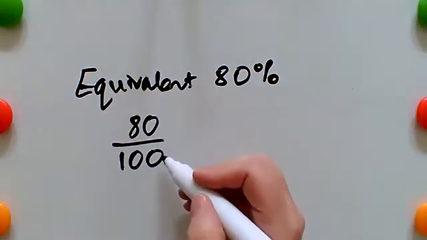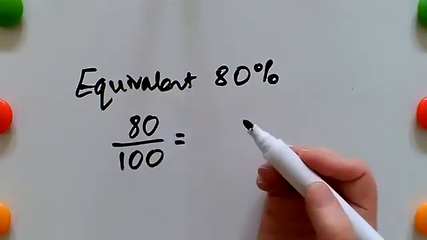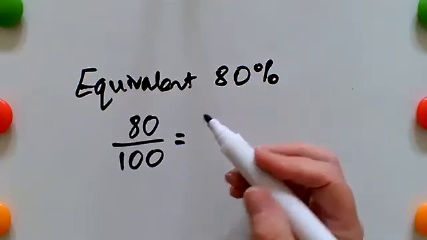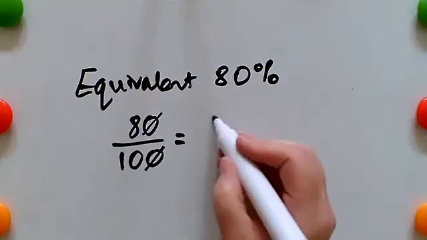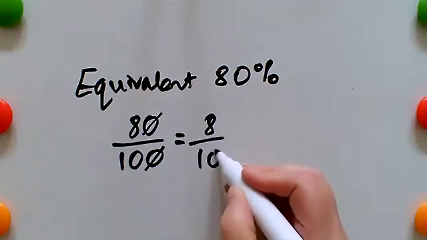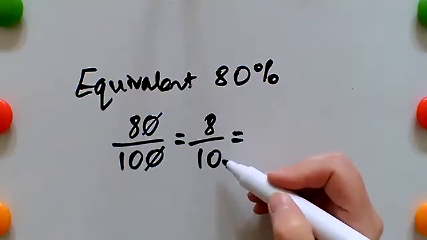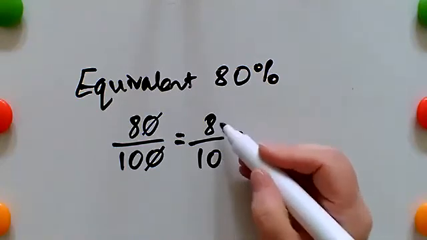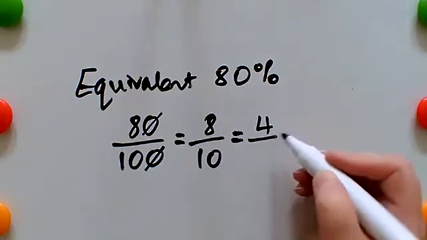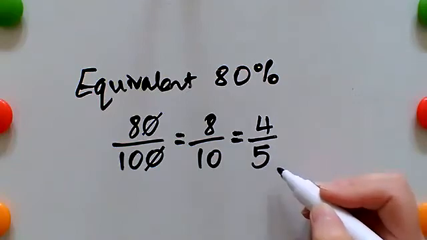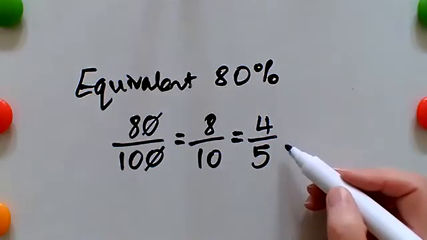Now, I didn't have 80 over 100 as an option in the list. So what you can then do is to cancel down. Straight away I can see that both of those numbers are divisible by 10. So I can cancel down to 8 over 10. And then I spot that 8 and 10 are both even numbers, so I can divide through by 2. 2 goes into 8 4 times, and 2 goes into 10 5 times. So the answer there, the fraction equivalent to 80%, was 4/5.